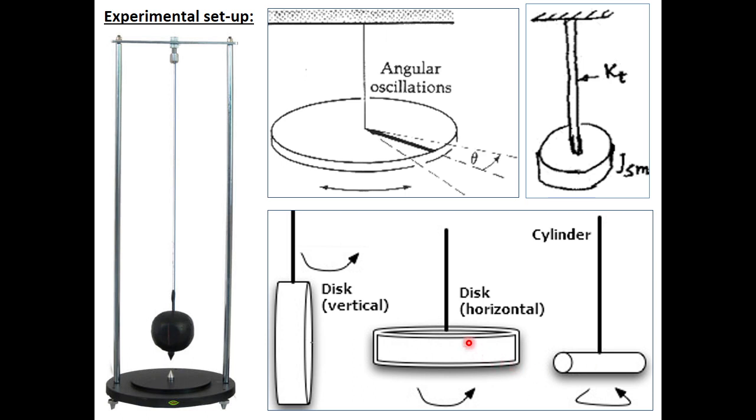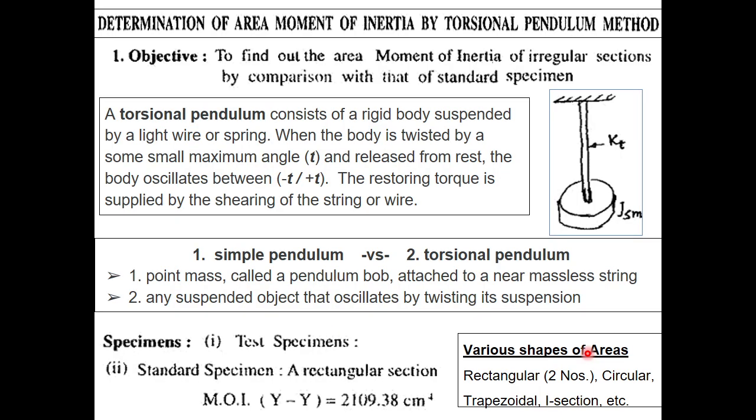Both are circular in cross section, but the axial length of a disc is much smaller compared to its diameter. Whereas for a cylinder, this axial length is much larger compared to the diameter. So this way also we can produce this torsional pendulum. There can be other objects which we can use for this.